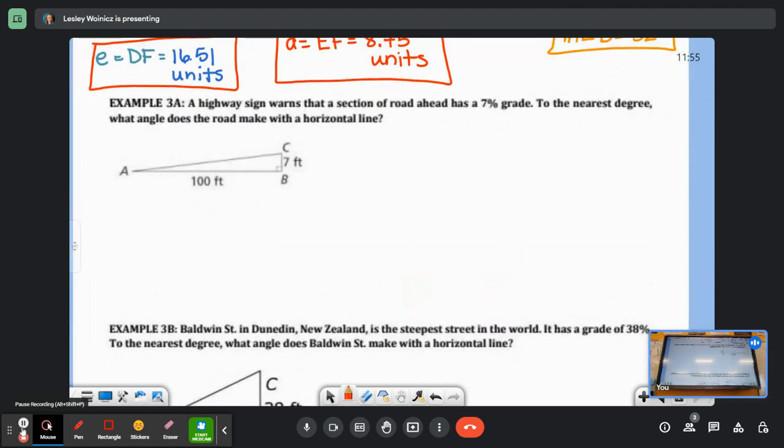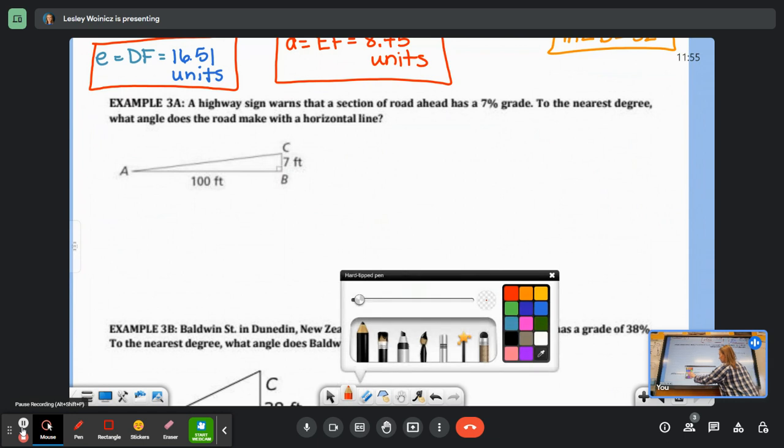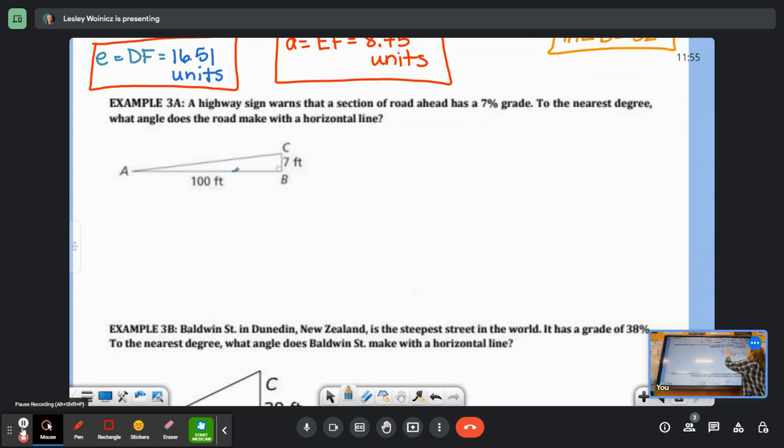Okay, a highway sign warns that a section of road ahead has a 7% grade. To the nearest degree, what angle does the road make with a horizontal line? Okay, so this is the horizontal line. So they're asking for this angle. We can call that angle theta.